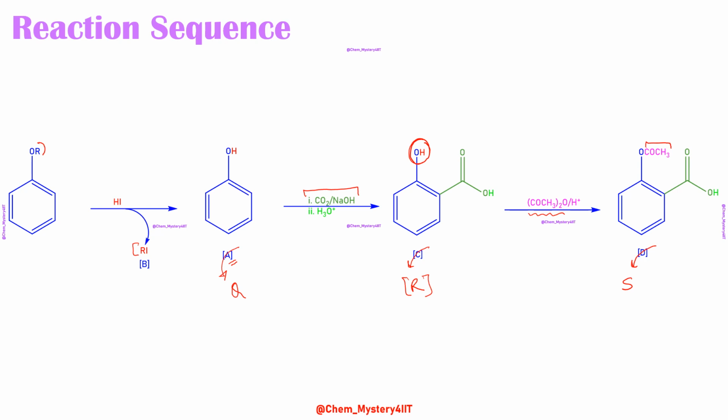Even over here, CO2 and sodium hydroxide are going to give you C double bond O, this part, and that acidic hydrogen in lighter green color is coming from acidification in the dilute acidic medium. And in this OH, this H has come from HI, hydroiodic acid. This H is now being replaced by CH3CO group from acetic anhydride. That is how we are getting the S compound, which is your aspirin.